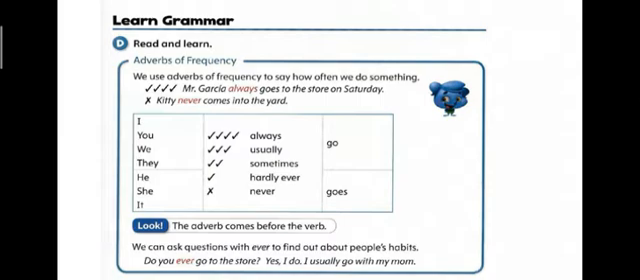Okay? So if we find 4 checks, we say it's always. If we find 3 checks, we say it's usually. If we find 2 checks, we say it's sometimes. If we find 1 check, we say it's hardly ever. If we find no check, we say that it's never. Look, the adverb comes before the verb or after the subject.